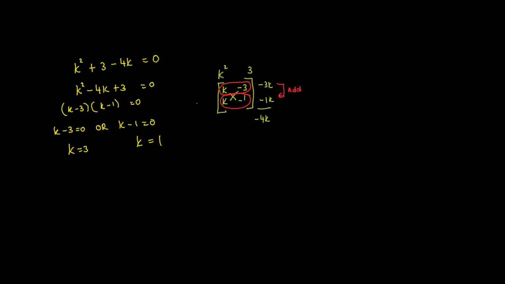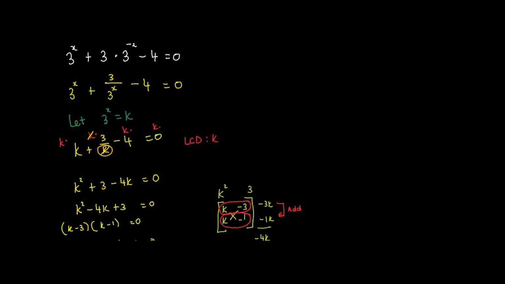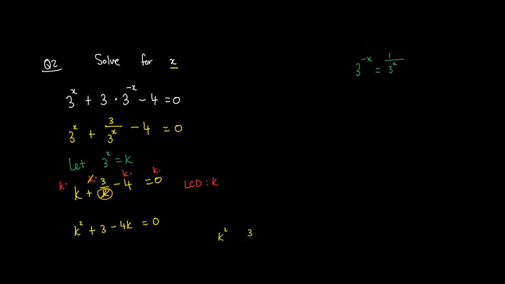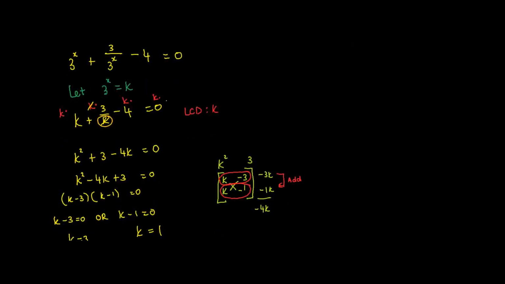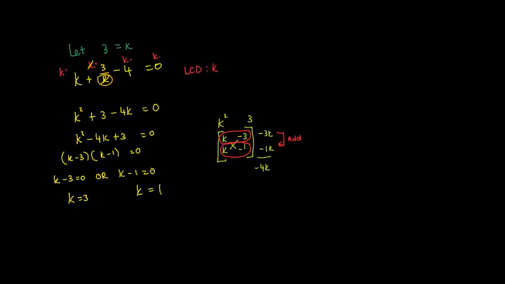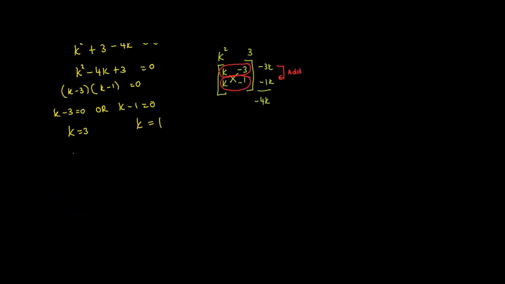Now it seems like this is my final answer, but remember we're solving for x. That's what the question asked me for, to solve for x. So I'm going to substitute 3 raised to the power of x back to its original form, because that's what we said k is equal to. So k is 3 raised to the power of x. So it's 3 raised to the power of x is equal to 3 raised to the power of 1, or 3 raised to the power of x is equal to 1.